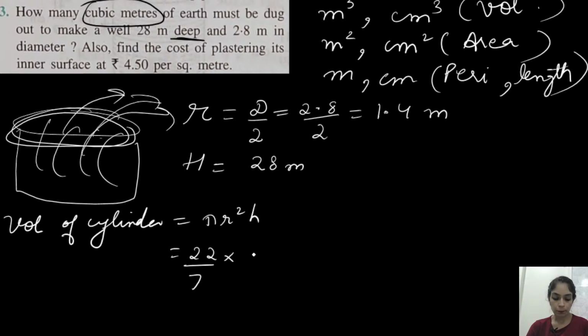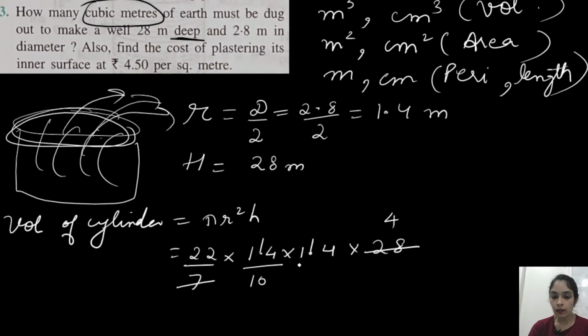Pi's value is 22 by 7. R's value is 1.4. When the diameter is given, we can divide it by 2 and find the radius, that's what I have done. So 1.4 into 1.4, height is 28. Now we can do this cancellation: 7 into 4 is 28. Here we can remove the decimal. This will become 10, and in the denominator we'll also get 10.